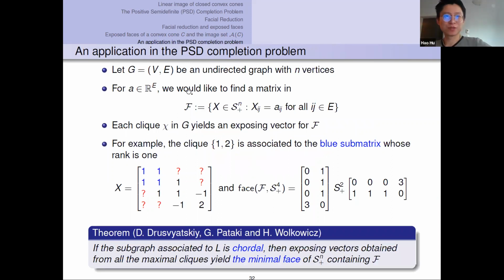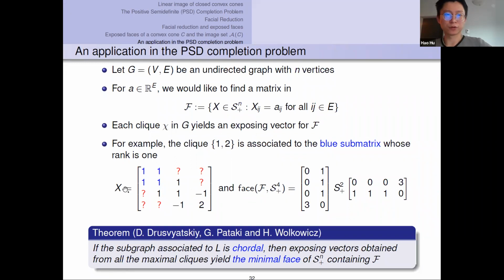In the PSD completion problem, we have an undirected graph G, as mentioned earlier. This problem can be modeled as a PSD feasibility problem, where you are looking for PSD matrices where certain entries are fixed to be Aij. An interesting observation is that each clique in the graph G actually gives an exposing vector for F. So you can reduce the problem size, you can reduce the dimension of this set F using those cliques or the exposing vectors.